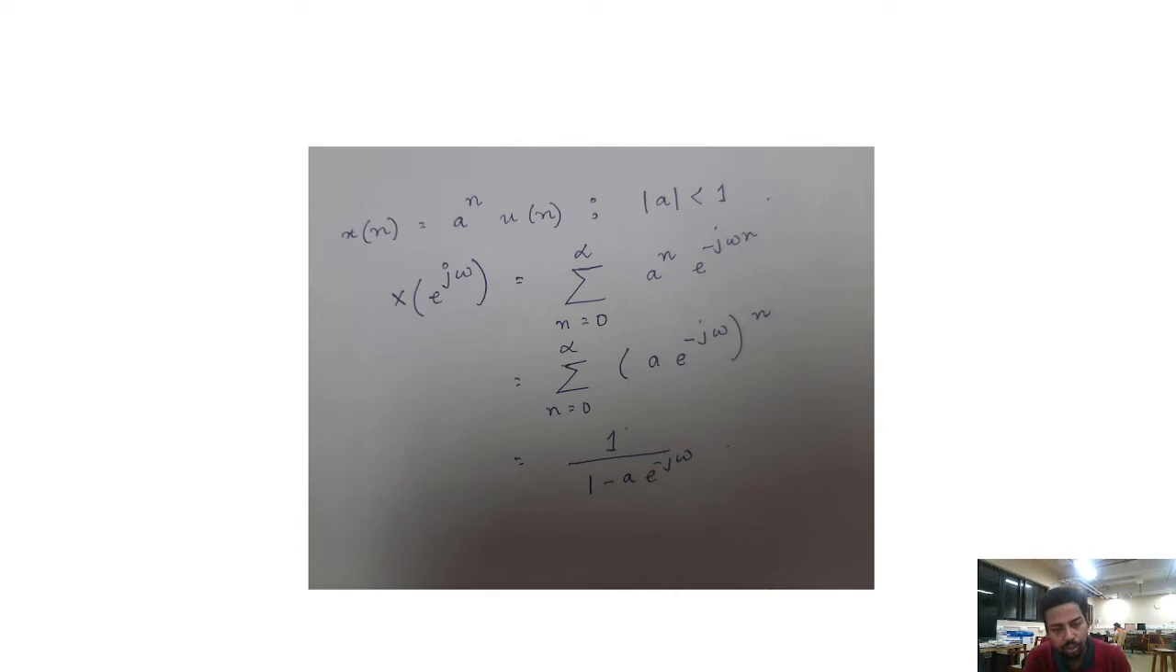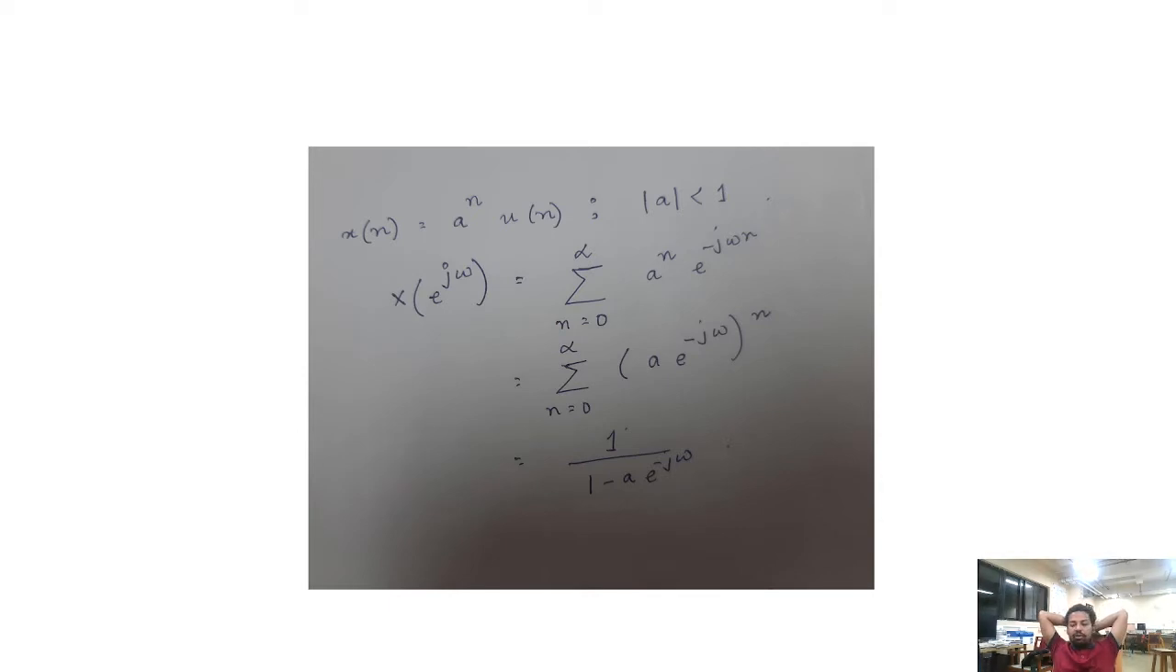Okay, so this is the first question that you have, and this is a very fundamental and a very simple problem. Let me define the problem as x of n is equal to a to the power of n u of n. So u of n is what? U of n is nothing but a simple unit step function, and we all know the unit step is a function where its value lies from 0 to infinity, and it will have a constant value of 1.